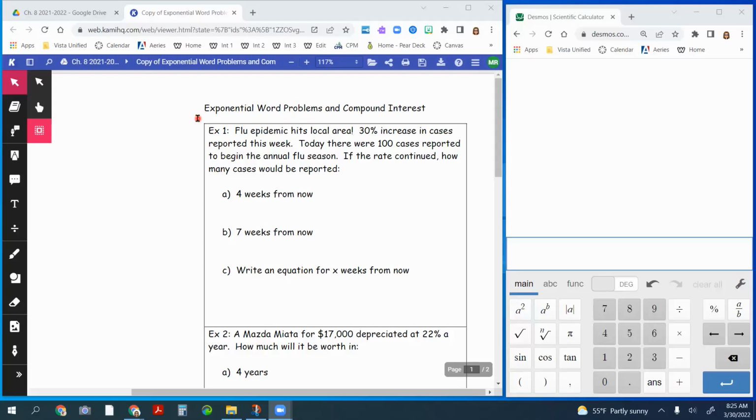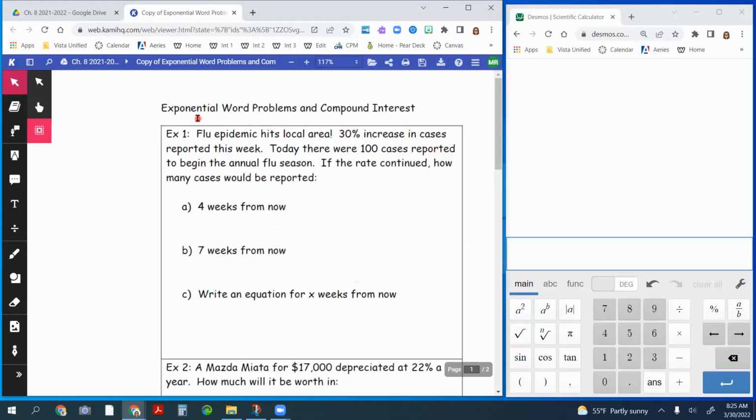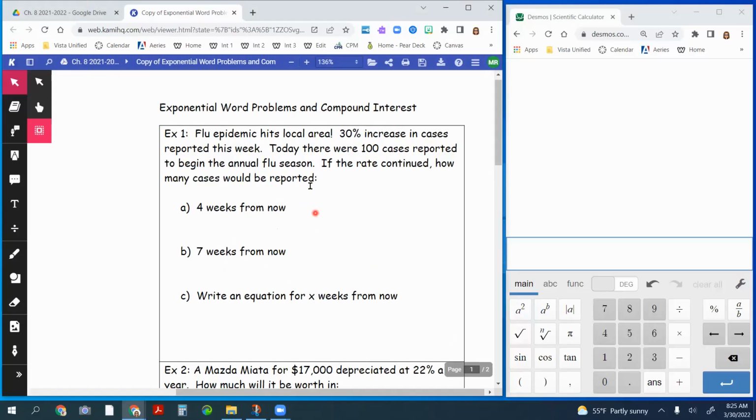So in example one, a flu epidemic hits the local area, with a 30% increase in cases reported this week. Today, there were 100 cases reported to begin the annual flu season. If the rate continued, how many cases would be reported 4 weeks from now, 7 weeks from now? Write an equation for x weeks from now.